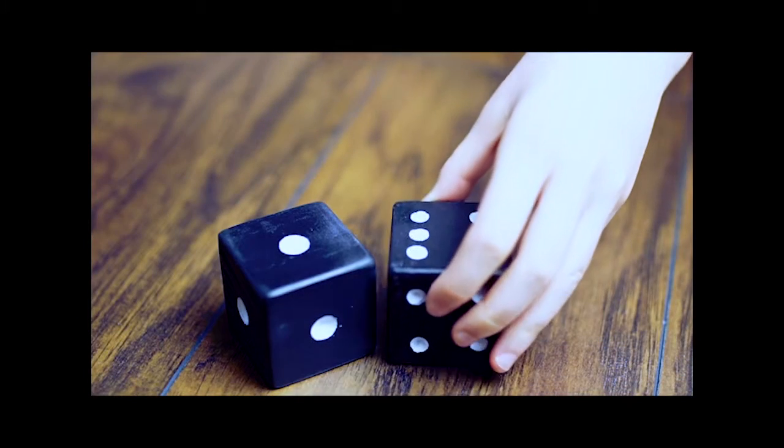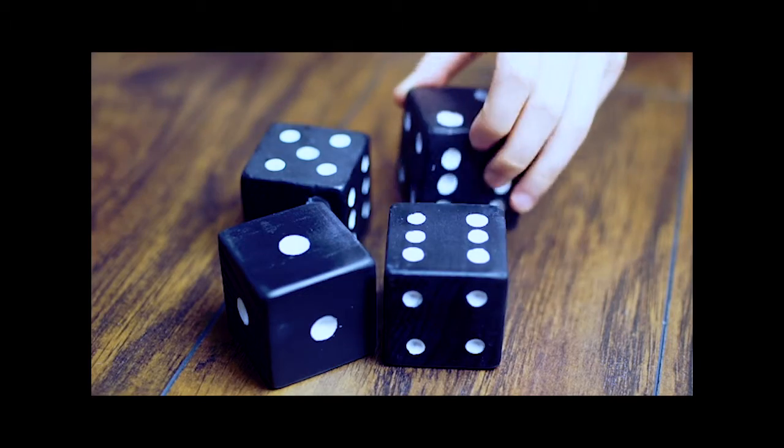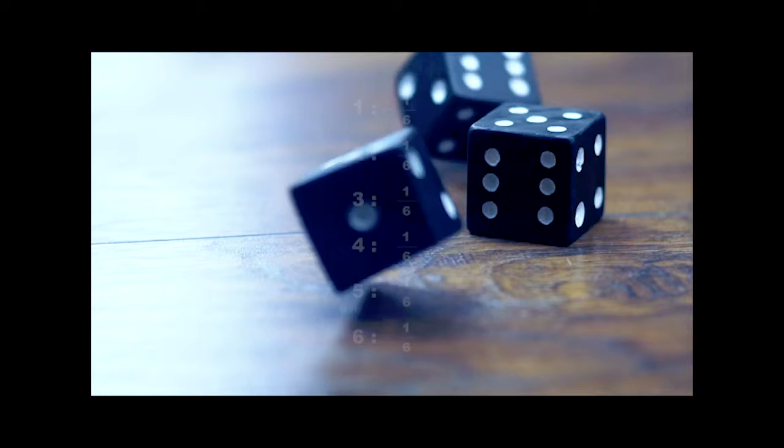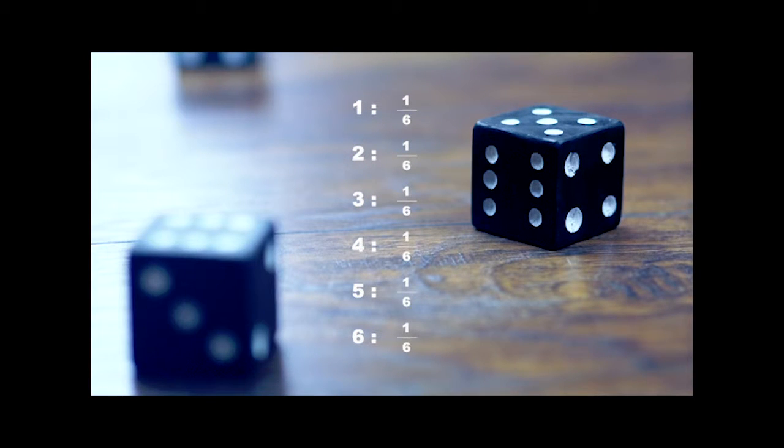A probabilistic experiment will yield multiple results, each result having a certain probability of occurring. If we toss normal dice, we can't predict exactly what number we will get, but we know the chance of getting a certain number, or the probability.